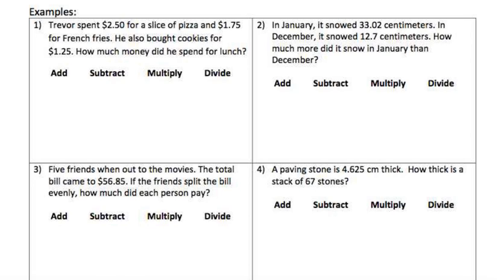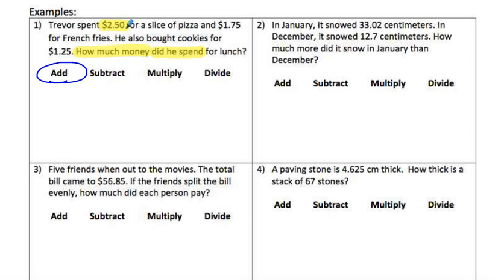So the first one, Trevor spent $2.50 for a slice of pizza and $1.75 for french fries. He also bought cookies for $1.25. How much money did he spend for lunch? So it is asking how much money did he spend? And if you want to, you could also use a highlighter for this if it's more helpful for you. You could highlight, underline, either one works, but it is better if you do that in the problem. That way you know easily what you're looking for. Because it's asking how much money did he spend, we're going to add up all of the prices.